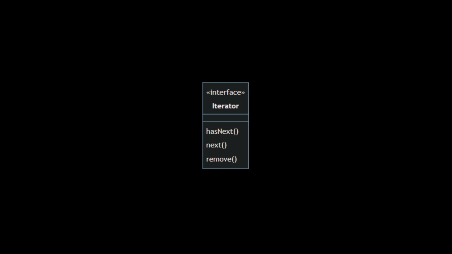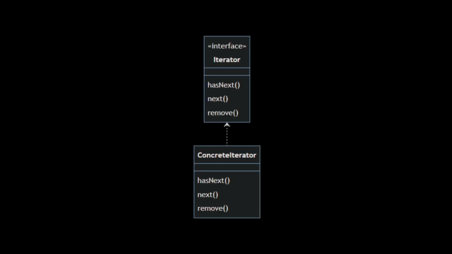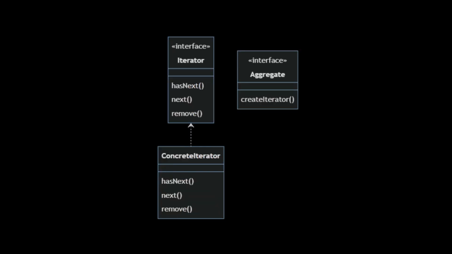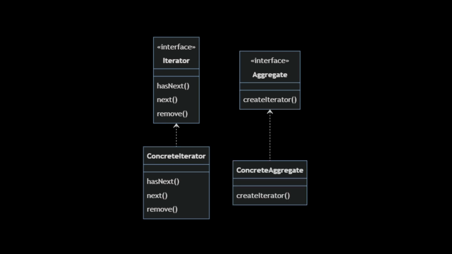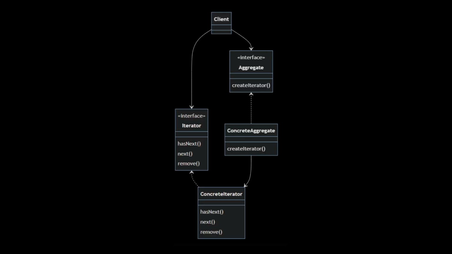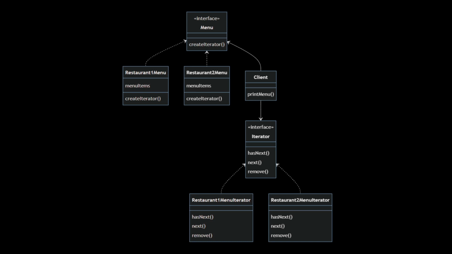From this interface, we can implement concrete iterators, and let's also look at the aggregate objects that we are trying to traverse. All concrete aggregates must implement an aggregate interface, which has a function to create a concrete iterator. Now, if a client wants to traverse over the aggregate object, it will call the createIterator function. With this information, we can create the class diagram for our restaurants. It will look something like this. This kind of class structure decouples the aggregate object and the traversal of that aggregate object.